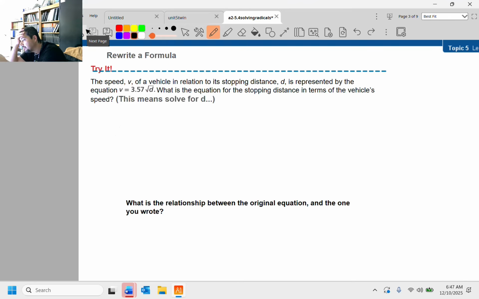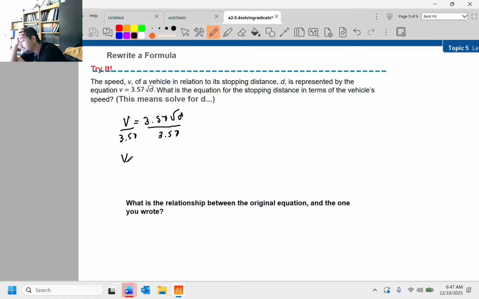Forgive me. Moving forward. The speed, v, of a vehicle in relationship to its stopping distance, d, is represented by the equation v equals 3.57 square root of d. What is the equation for the stopping distance in terms of the vehicle's speed? That means you're going to solve this thing for d. So I'm going to have to do some opposite actions. First thing I need to do is the easy thing, which is divide both sides by 3.57.